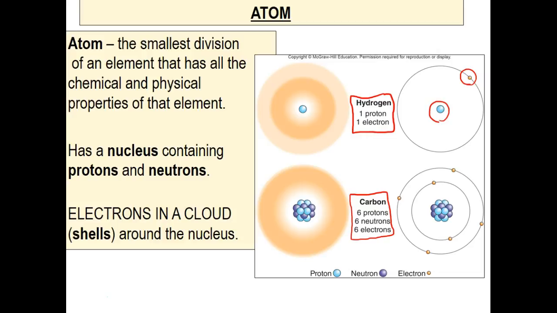The atomic number is the number of protons in the nucleus, and the atomic number of hydrogen is 1. And the atomic number of carbon is 6. Once the atomic number changes, the atom changes. So atoms are known by their atomic numbers.